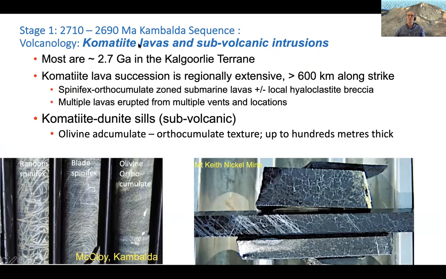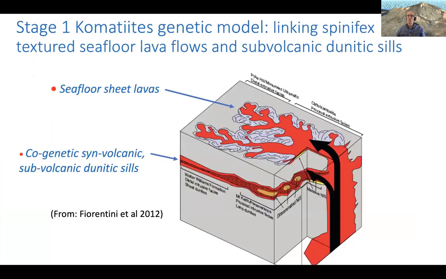The komatiites are also represented by lavas and subvolcanic intrusions. The lavas are typified by spinifex and orthocumulate textural zonations. They're 1 metre to several tens of metres in thickness, and there are localised developments of hyaloclastite breccias. The subvolcanic intrusions are typified by olivine adcumulate and orthocumulate dunite sills, which can be up to hundreds of metres in thickness, and the komatiitic association also extends for more than 600 kilometres along strike.